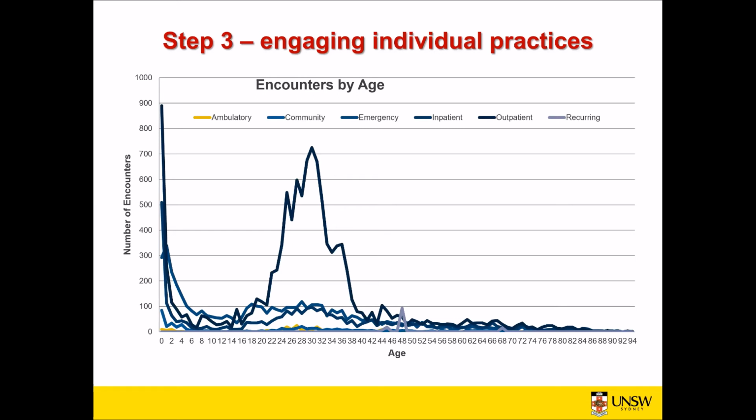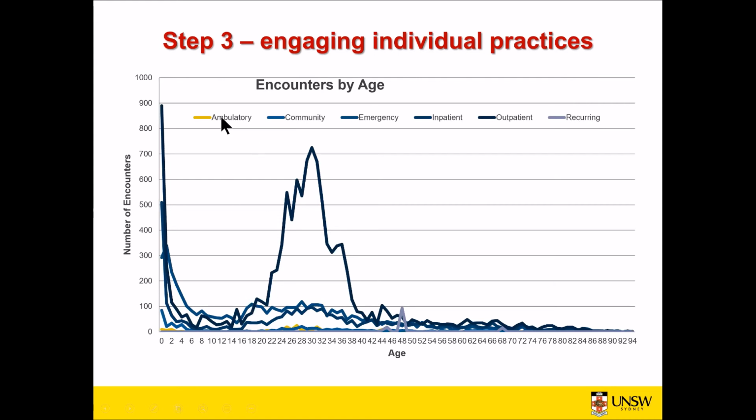Because we link the data with hospital services, we can look at ambulatory care services, which is outreach from hospitals. Community services, again, is a hospital-based service or local health district service as opposed to a general practice service. Emergency is emergency, inpatients is obvious, outpatients, and then there's post-admission and so on. And recurring here refers mainly to dialysis patients.